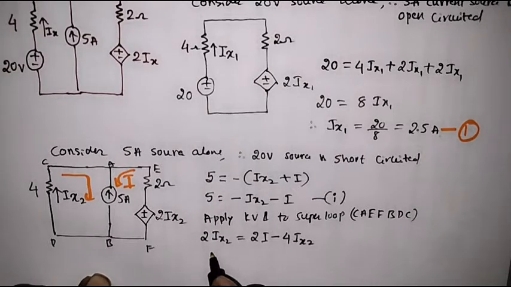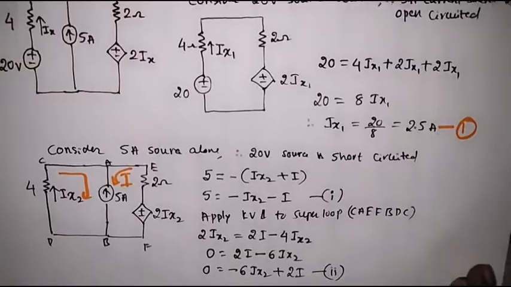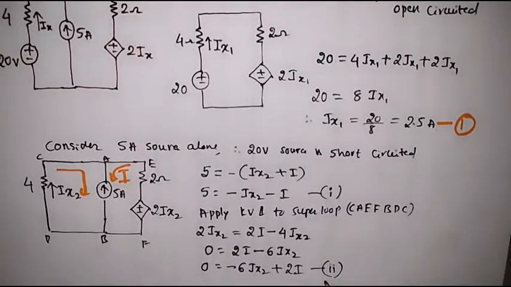We'll simplify this, that is 0 is equal to 2I minus 4Ix2. When I take this 2Ix2 to the right hand side, it will become minus, so it will be added up, that is minus 6Ix2. That is 0 is equal to minus 6Ix2 plus 2I. We'll call it equation number 2. Now solving equations 1 and 2, we'll solve for Ix2 and I.